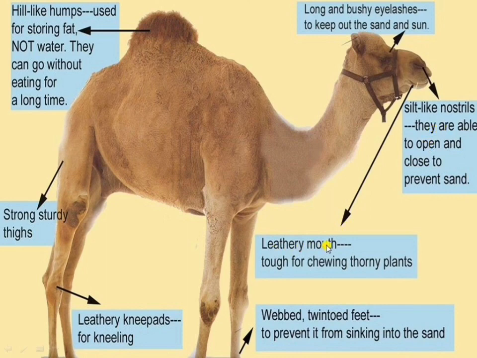Then they have a leathery mouth, tough for chewing thorny plants. And also they have thick lips which help them to eat the dry plants of the desert. They have webbed twin-toed feet to prevent them from sinking into the sand. And here you can see they have leathery knee pads for kneeling, to protect their knees from getting burnt when they kneel on the hot desert.